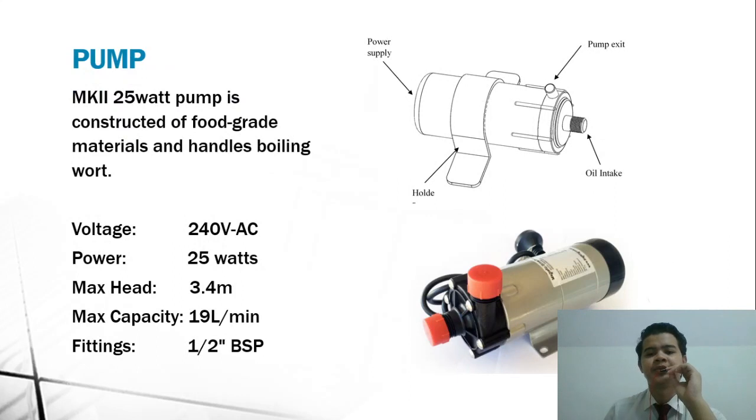Next is the pump. For the pump, we use an MK2 pump with 25 watts, powered by 240 volt AC current. For the fabrication purpose in this project, the pump that has been used is a 12 volt DC diaphragm pump.